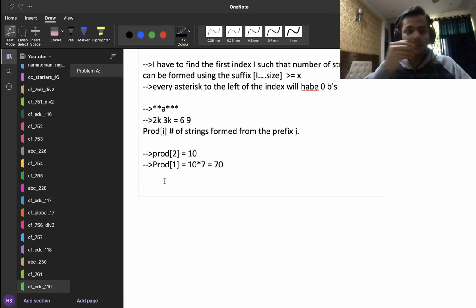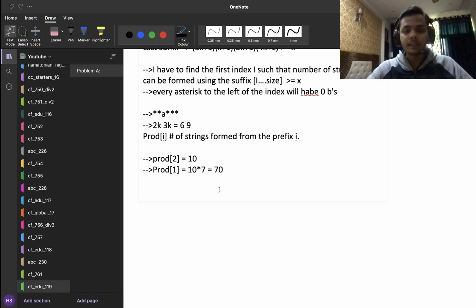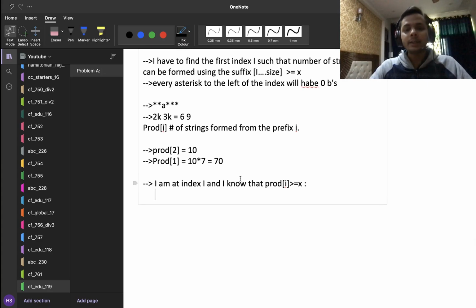So once I have found the first index, let's see what happens. I have found the first index, and I have also maintained prod values, right? So I am at index I, and I know that prod of I is greater than or equal to x, right? So how do I decide the total number of b's that I have to place here? I know that if I place k b's, then that is sufficient for me, and the reason for that is that prod of I is greater than or equal to x. So all that means is that if I put the maximum amount of b's that I can in this position, then the total number of strings will exceed x. So I don't have to worry about any constraints here. I just need to decide how many b's I need to place here, right?